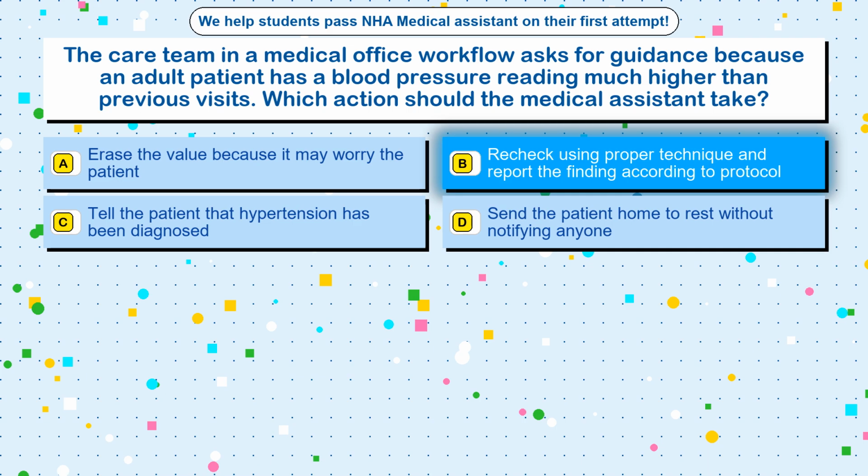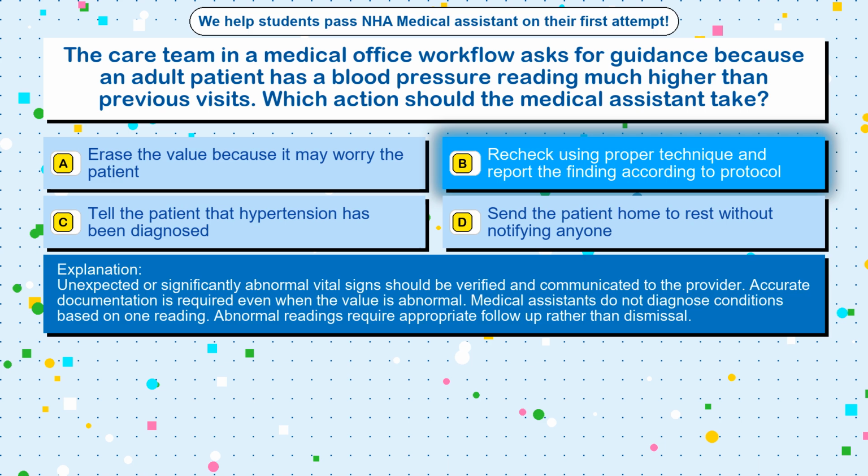Recheck using proper technique and report the finding according to protocol. Unexpected or significantly abnormal vital signs should be verified and communicated to the provider. Accurate documentation is required even when the value is abnormal. Medical assistants do not diagnose conditions based on one reading. Abnormal readings require appropriate follow-up rather than dismissal.